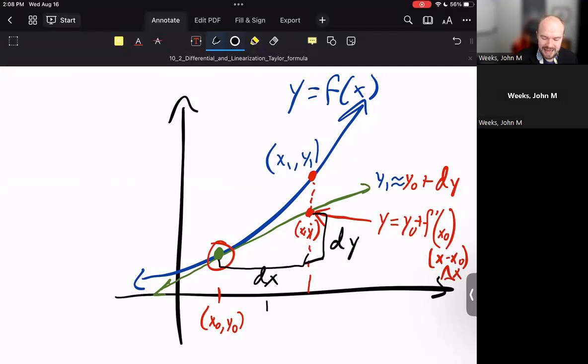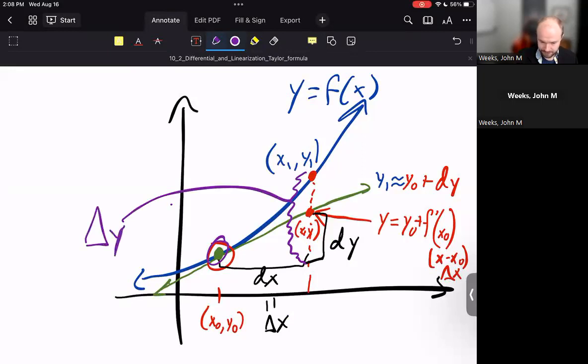Notice here, by the way, dx and delta x are both satisfying the same role. However, dy and delta y are not satisfying the same role. Change in y is going to be change in the y values of our original points. This right here is delta y. dy is only the change in the y values on the approximation.